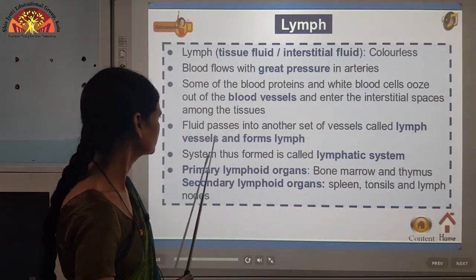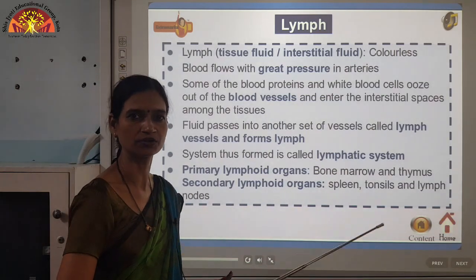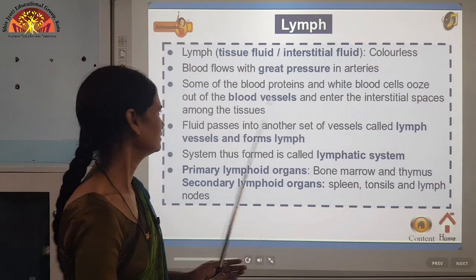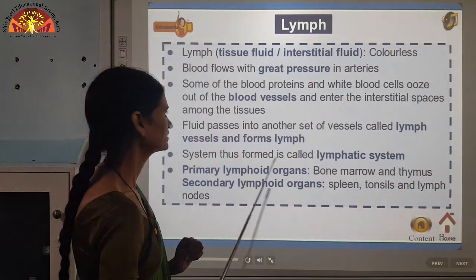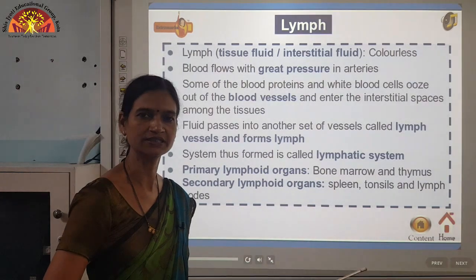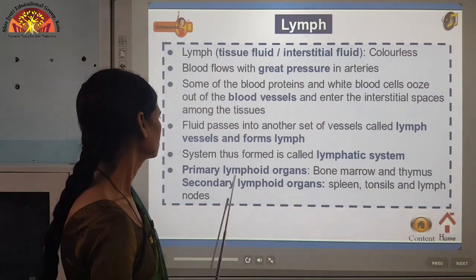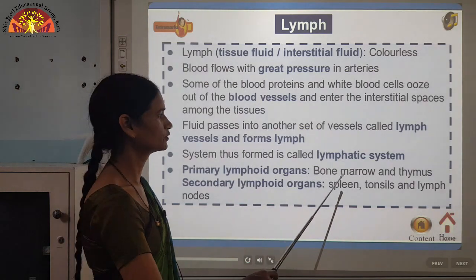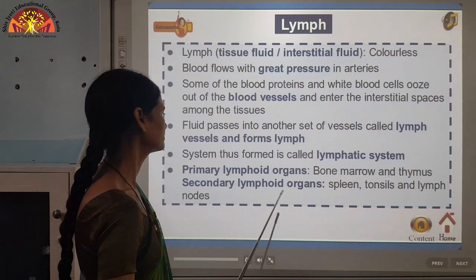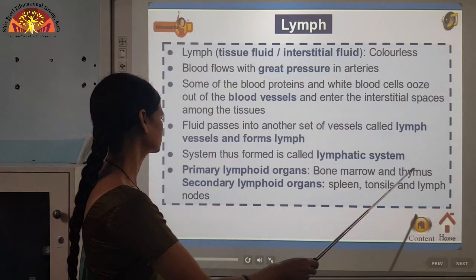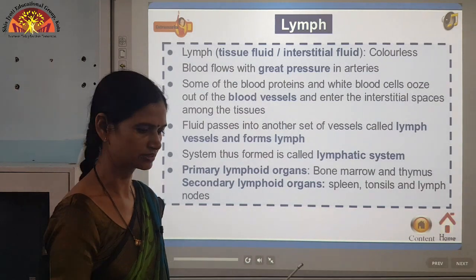पर उसका important function भी है कुछ. Fluid passes into another set of vessels. So they are stored. Lymph is stored in lymphatic vessels and forms lymph nodes. Nodes भी बनाते हैं. So it is very important for our lymphatic system. That means they regulate our immune system. Primary lymphoid organs हैं bone marrow and thymus जहाँ पे formation होगा इनका. And secondary lymphoid organs are spleen, tonsils and lymph nodes. So all these organs help to make our immune system strong.